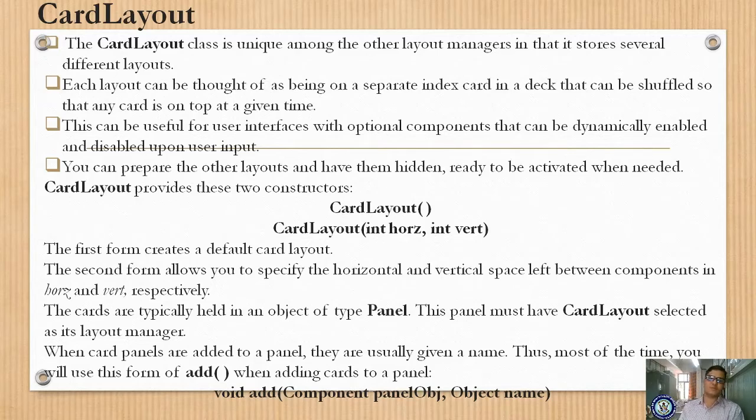We are specifying horizontal space as well as vertical spaces respectively, spaces between the components. So by using this card layout, you are specifying the spaces between the components. Whatever components or tools you are using in your browser can have some spaces. The cards are typically held in an object of type panel.